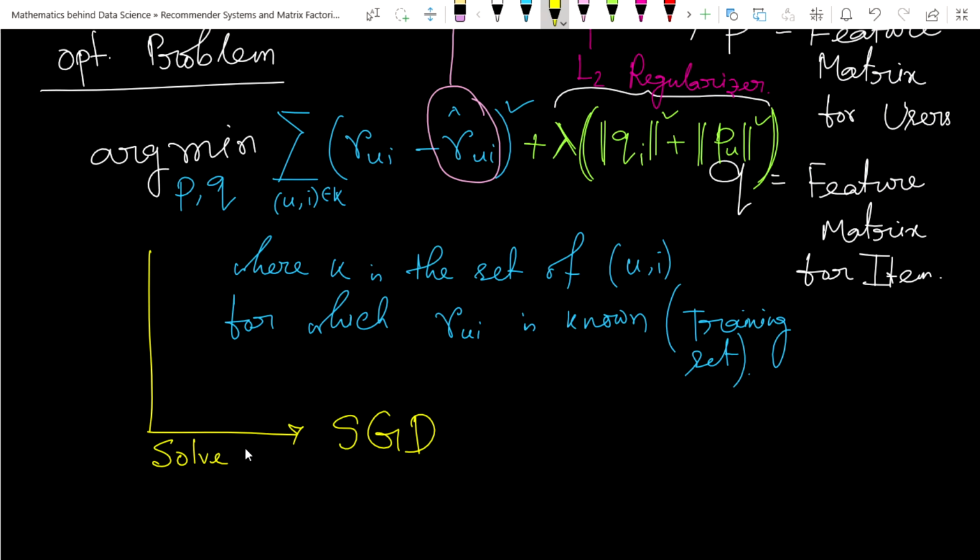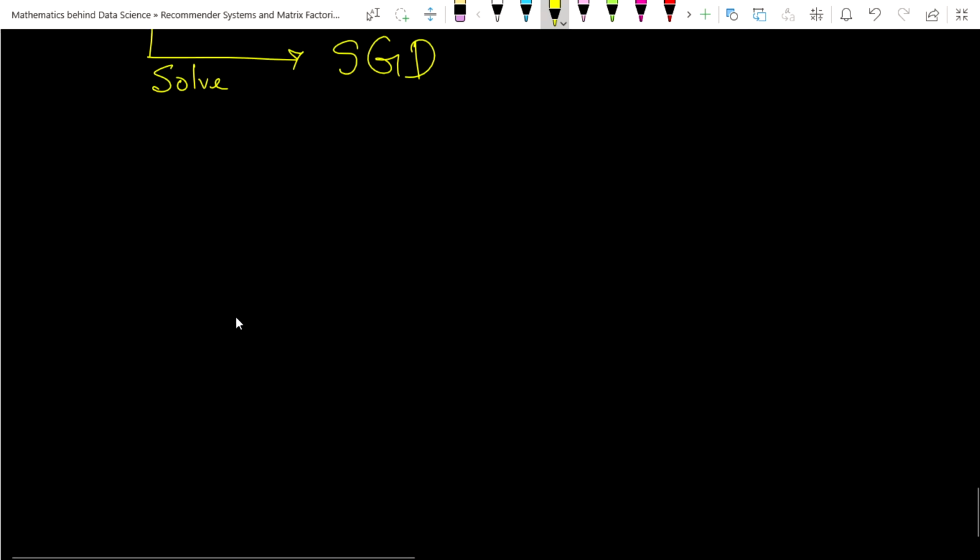Now, one important thing to know here is the bias term. Okay, so what is the bias first? Let's try to understand this bias concept through an example.